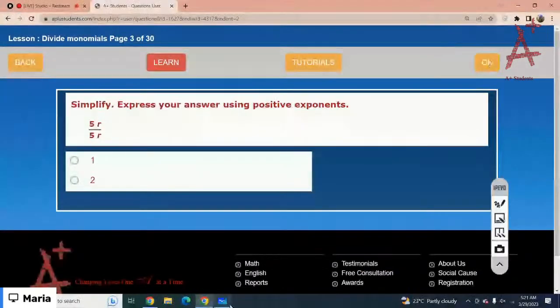Okay, the next one is 5r divided by 5r. So numerator and denominator are exactly the same. They can cancel out each other. 5r times 1 is 5r, isn't it? So the correct option is 1. Got it?